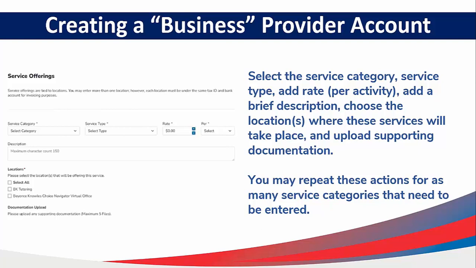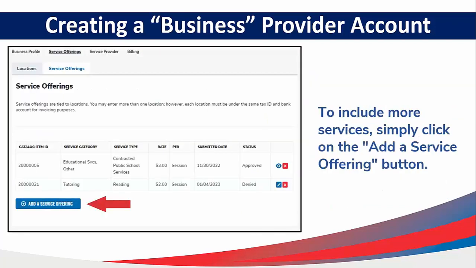Select the service category, service type, add rate or activity, and add a brief description. Choose the location or locations where these services will take place and upload supporting documentation. You may repeat these actions for as many service categories that need to be entered. To include more services, simply click on the Add a Service Offering button.